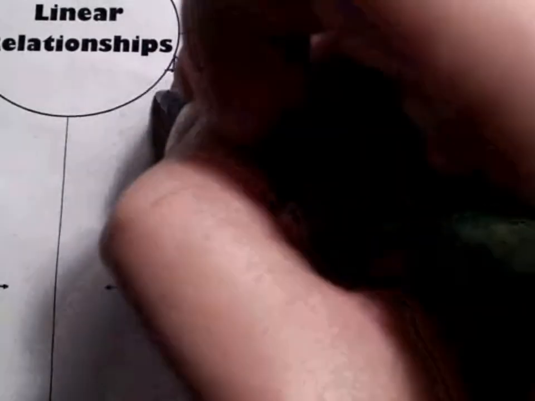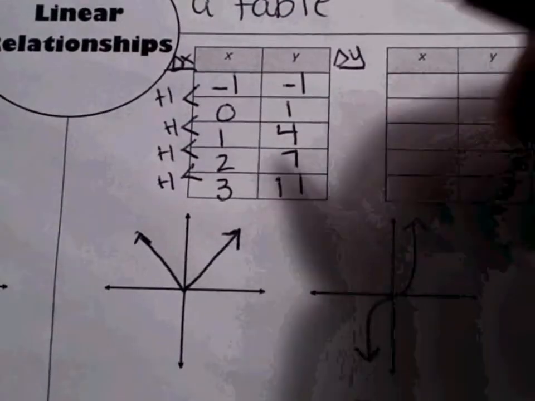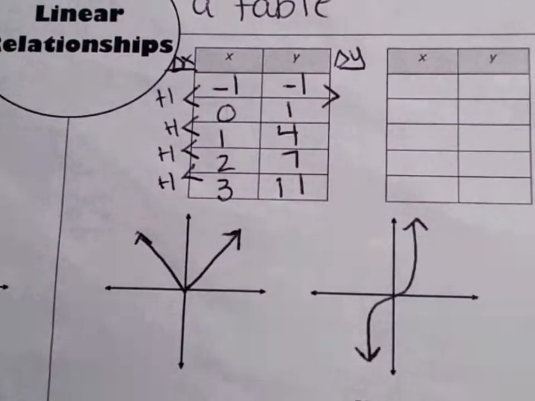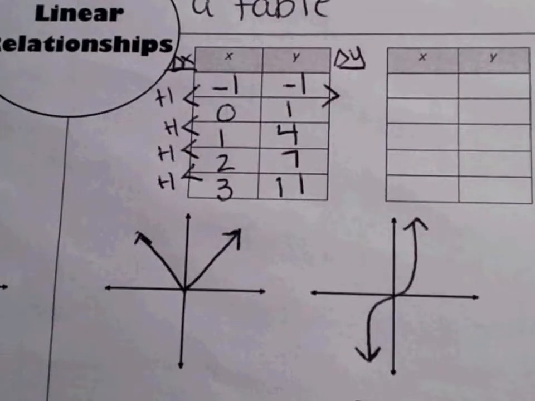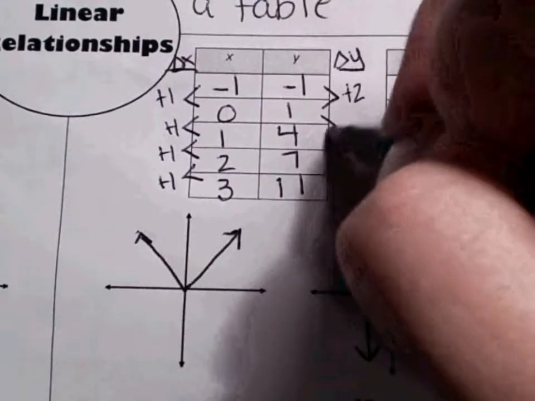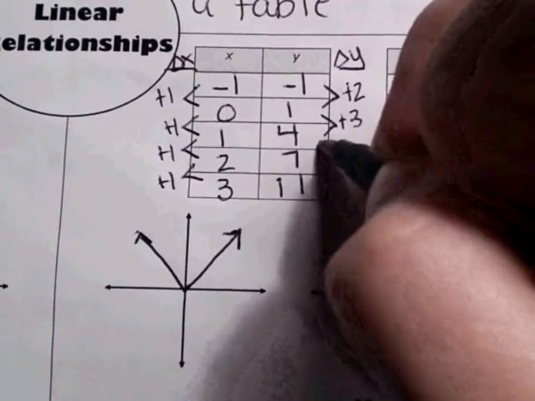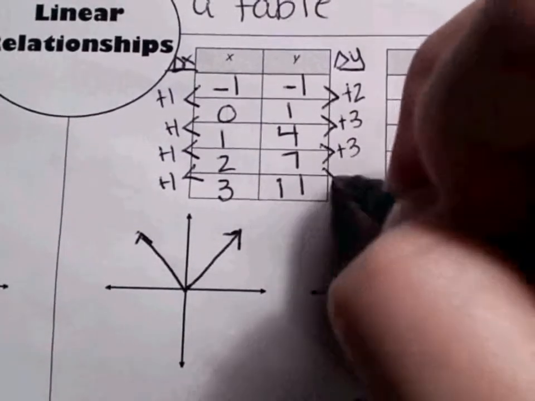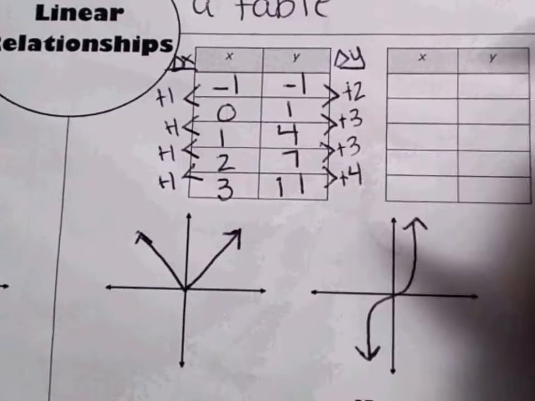If I'm going from -1 to 0, I am adding 1. 0 to 1, I am adding 1. 1 to 2, I am adding 1. And from 2 to 3, I am adding 1. Now, over here, I'm going from -1 to +1. So, if we're heading in the positive direction, we're heading towards 0, we know we're adding. I'm going to have to add 2 to get from -1 to +1, so +2. If I'm going from 1 to 4, I'm going to have to add 3. From 4 to 7, I'm going to have to add 3. And from 7 to 11, I know I'm going to have to add 4.